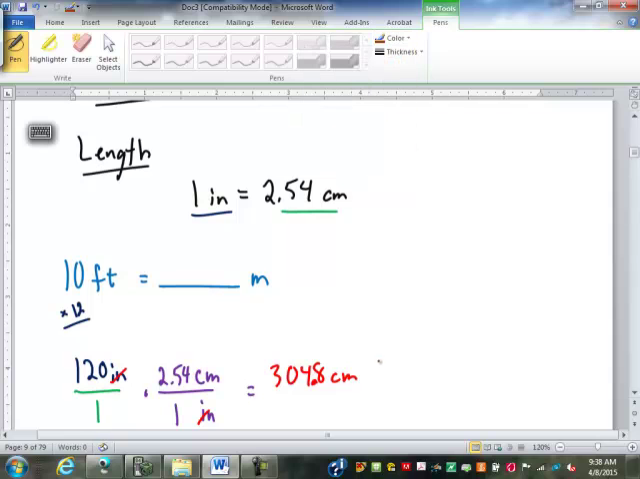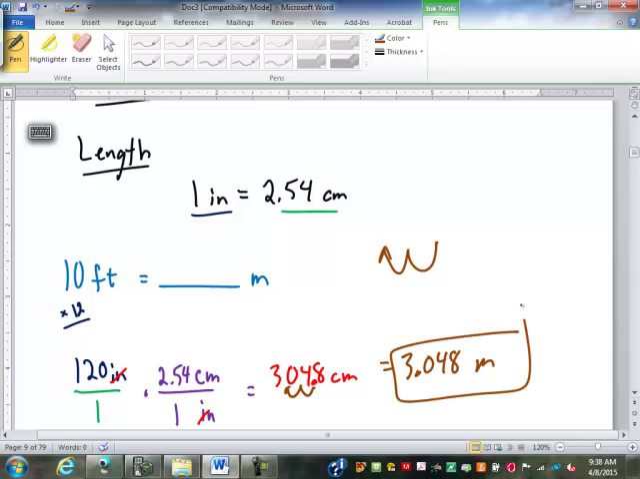And now I want to convert that into meters, which on the chart, centimeters to meters is 2 spots to the left. So move my decimal point 2 spots to the left. 3.048 meters. Not so bad? That's bad? You'll get used to it, hopefully.